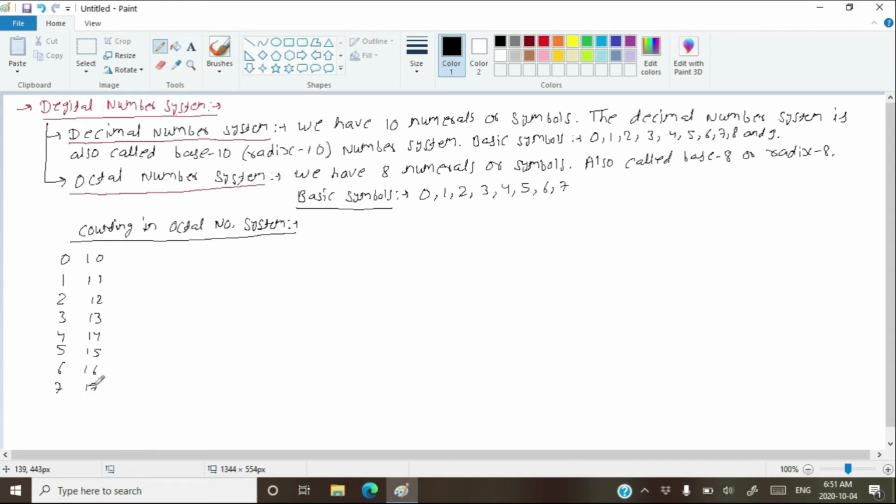Now tell me what will come after 17? After 17 it will come 20, 21, 22, 23, 24, 25, 26 and 27. So whatever you do after encountering 9 in the decimal number system, you have to do the same after encountering 7 in the octal number system. Okay, then you continue with 30, keep on doing it.